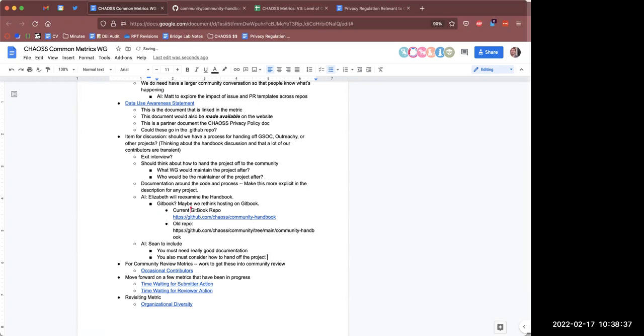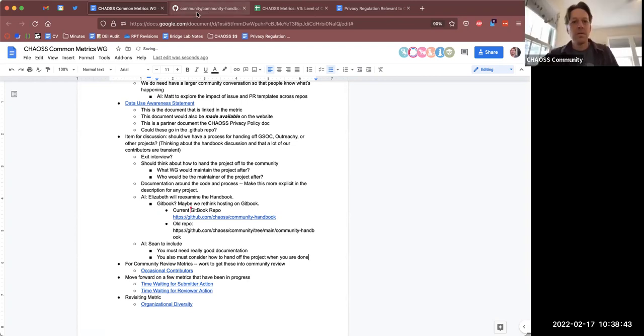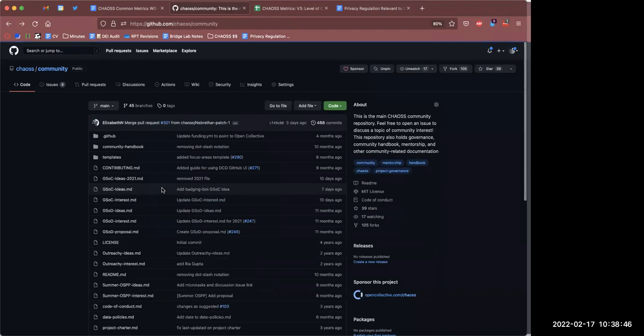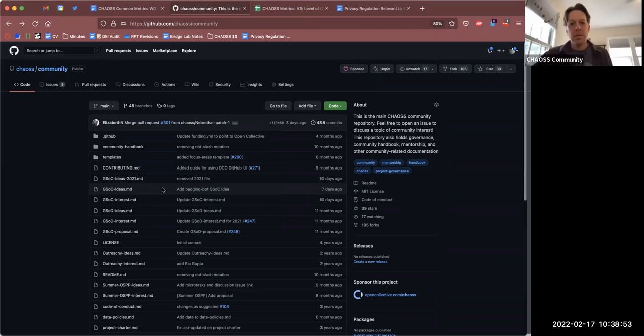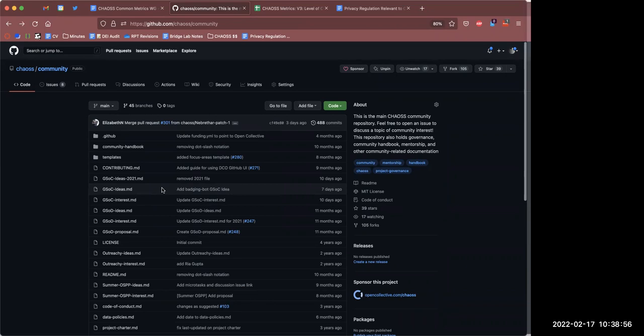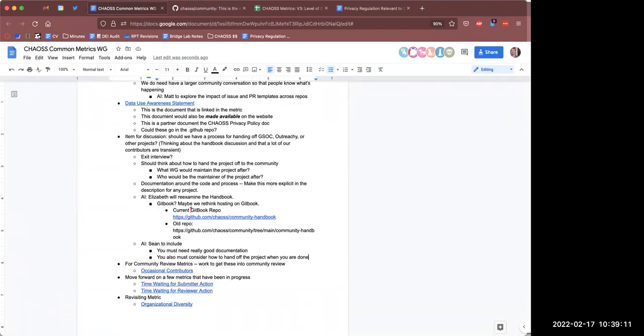So I do have a comment, since we are looking at the community repo and the handbook in there, and we've been discussing the .github repo. I do think we need to have a discussion about what the purpose of the community repo is, what the purpose of the metrics repo is, and what the purpose of the .github repo is. And make sure that we know exactly what those three repos are, because those three repos would all be repos that support all of CHAOSS, right?